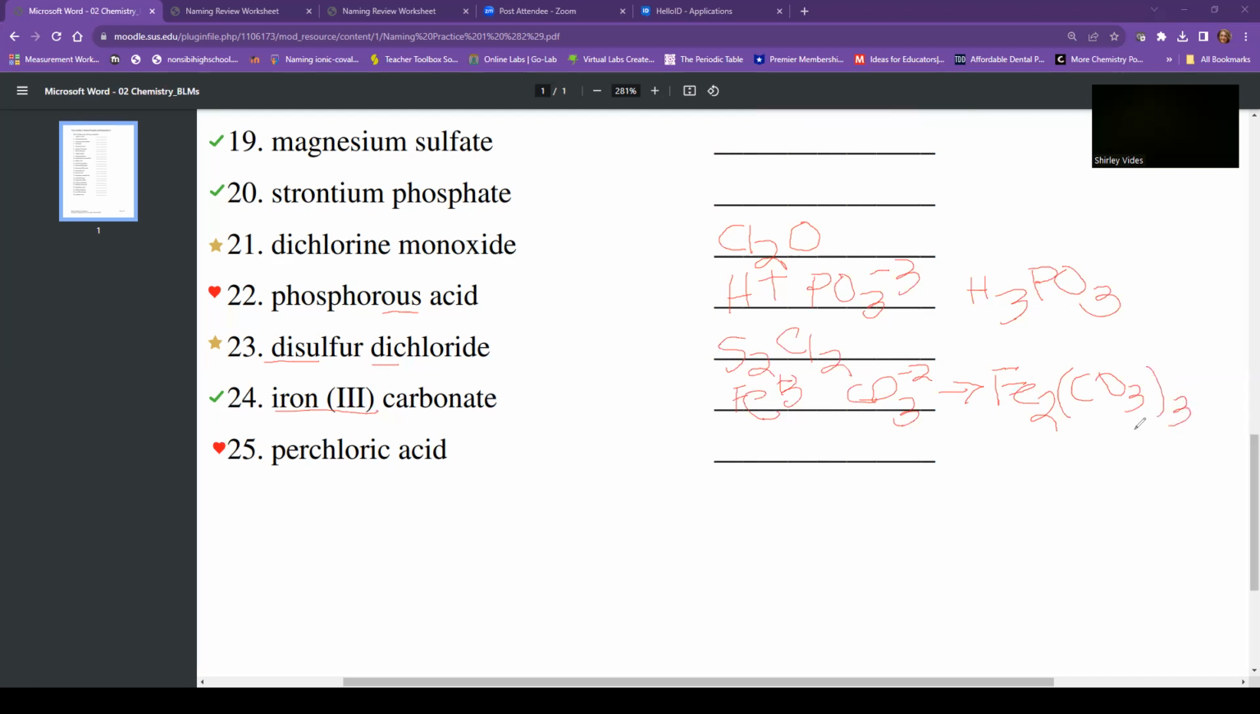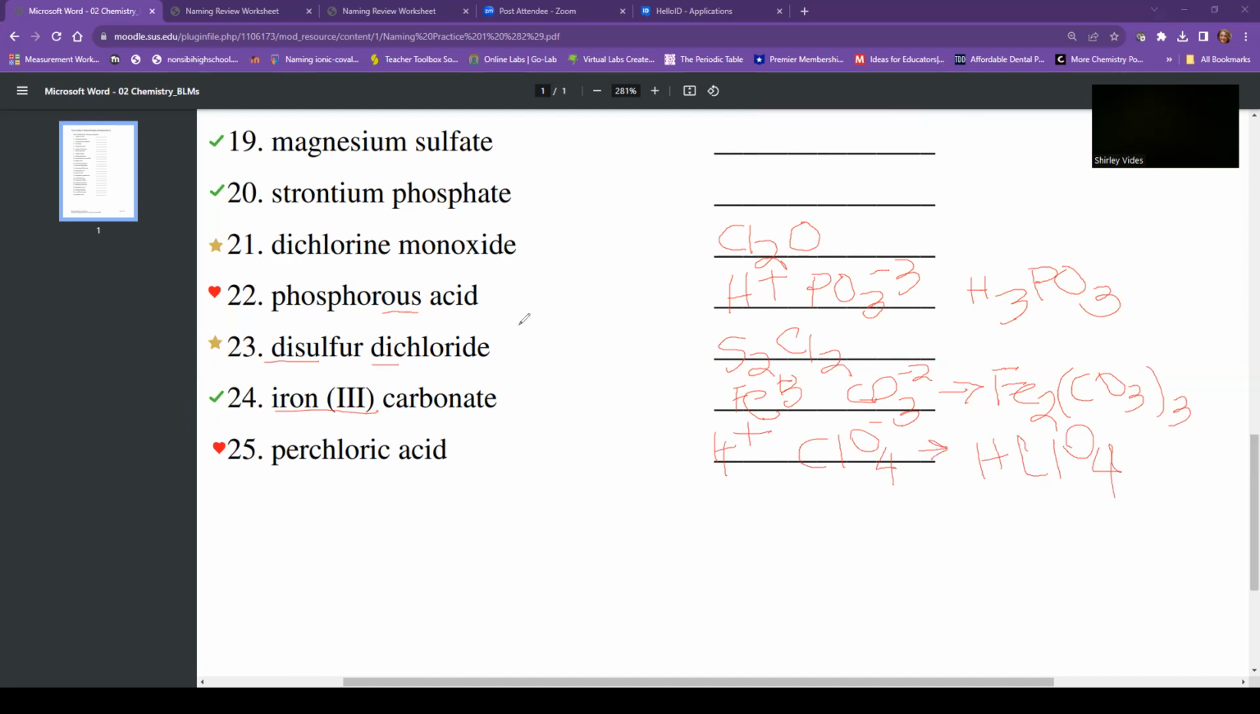And the last one, perchloric acid. So perchloric, ic comes from 8. So the name is perchlorate. So ClO4 negative. I know it's all crazy, but that gives me HClO4. And that is all of those acids right there. All right, so that's all of them.